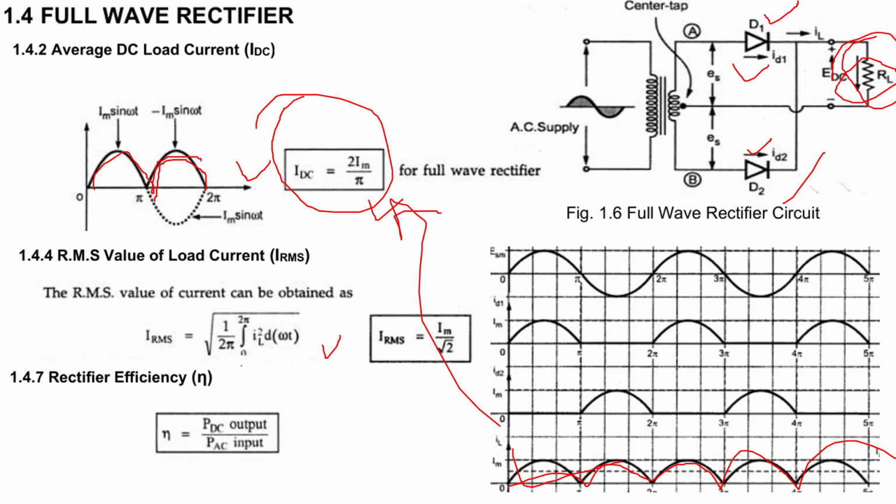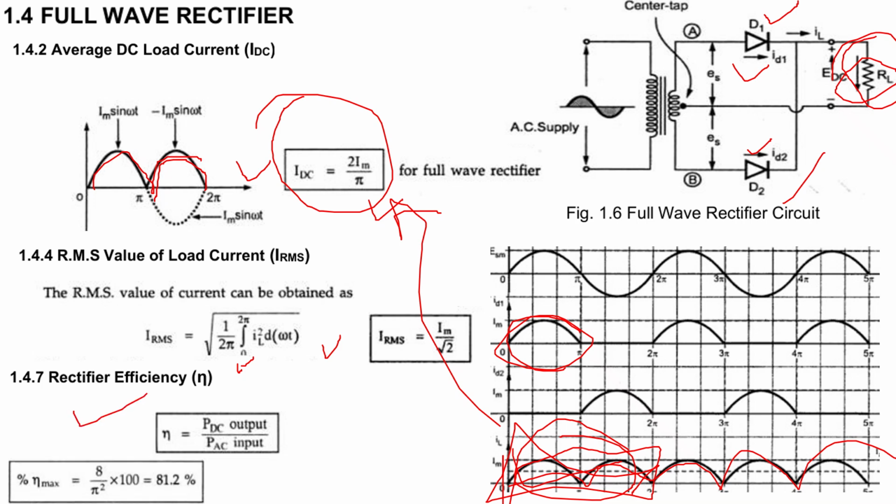So here the limit is 0 to twice pi, and in the half wave case the limit was 0 to pi, because in the half wave case only one waveform was passing, but in the full wave both waveforms are passing, so the limit will be 0 to twice pi in this region, right? Similarly, you can calculate the efficiency also, and the efficiency, of course, was 40.6 for the half wave rectifier. So it's double, that is 81.2.